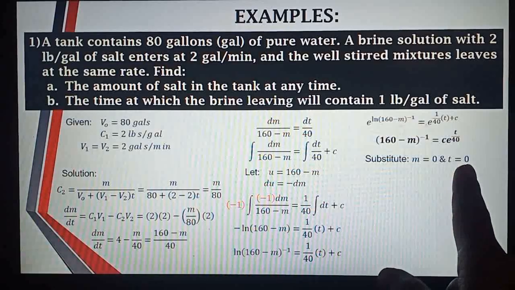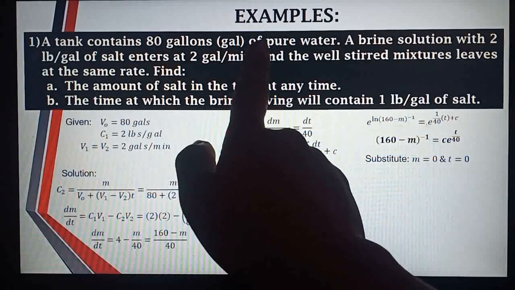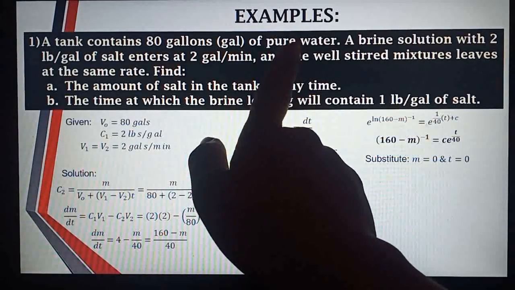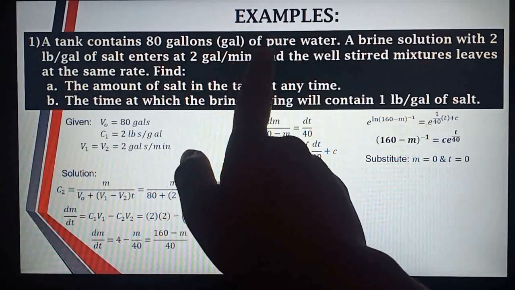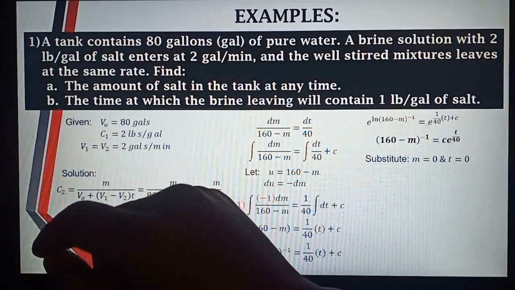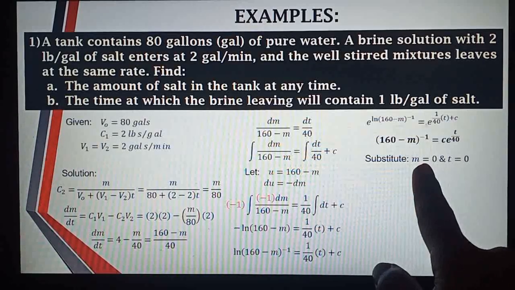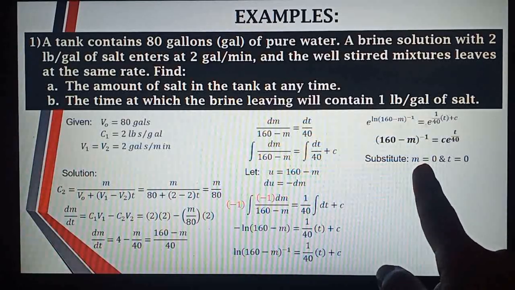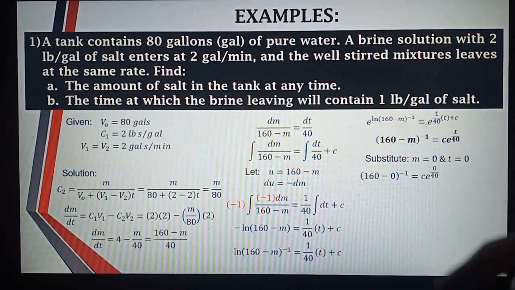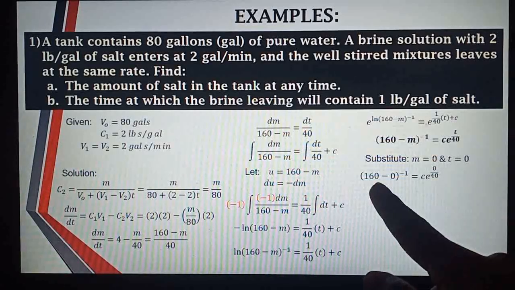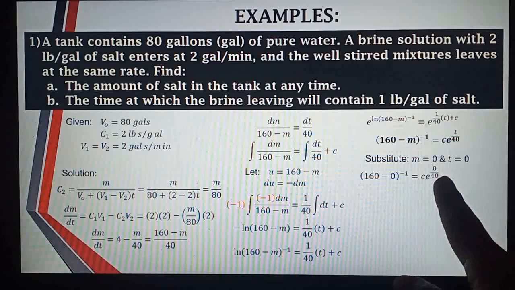Where did we get this? Now, let's analyze the problem. Initially, you have 80 gallons of pure water. When we say pure water, there's no other solution. So that means there's no mass inside the tank initially. So at initial time, our mass inside the tank is 0. So if we apply m equals 0 and t equals 0 in the equation, you will now have 160 minus 0 raised to negative 1 equated to c e raised to 0 over 40.